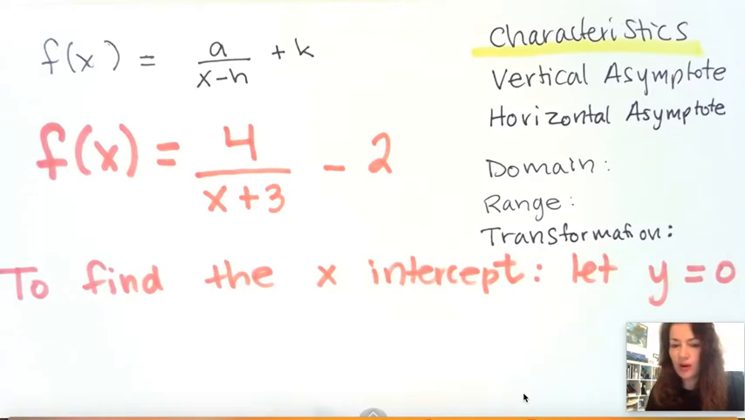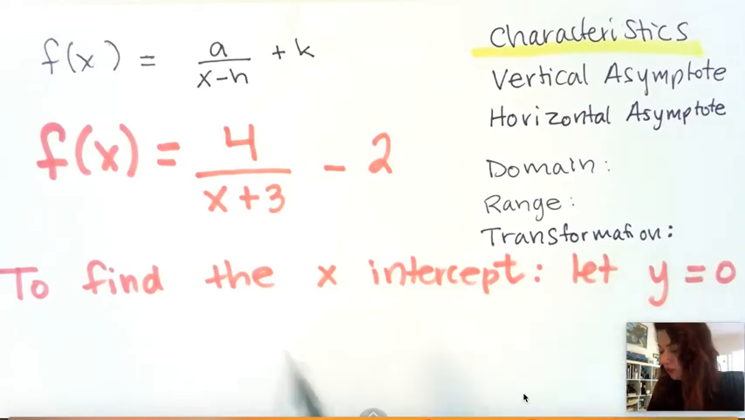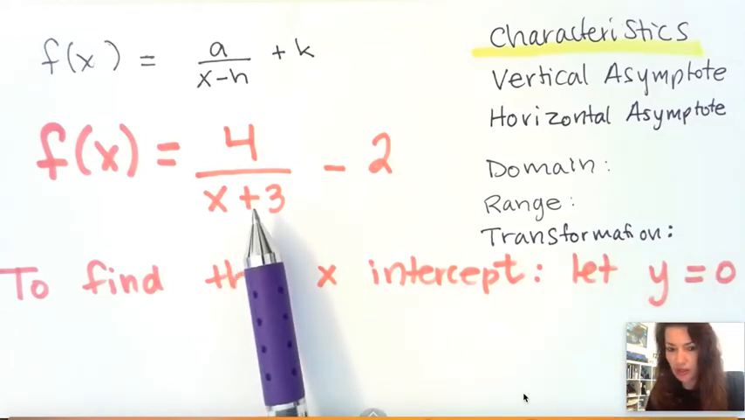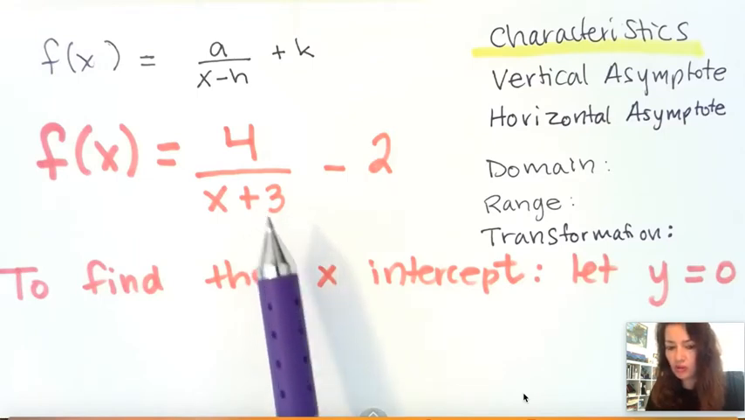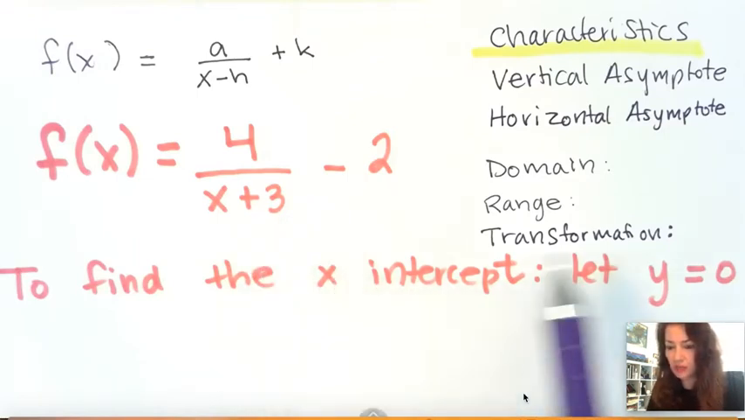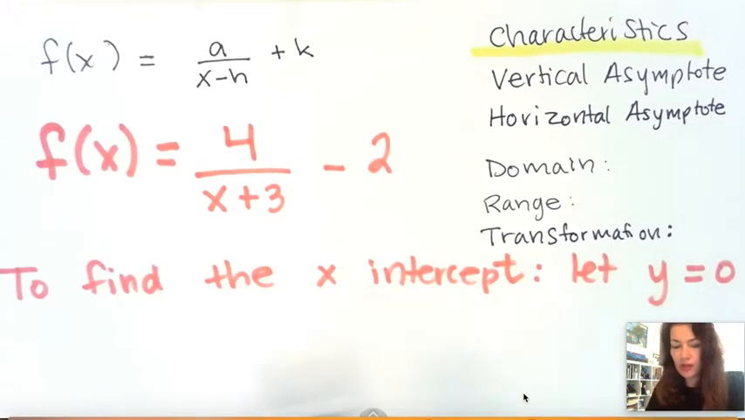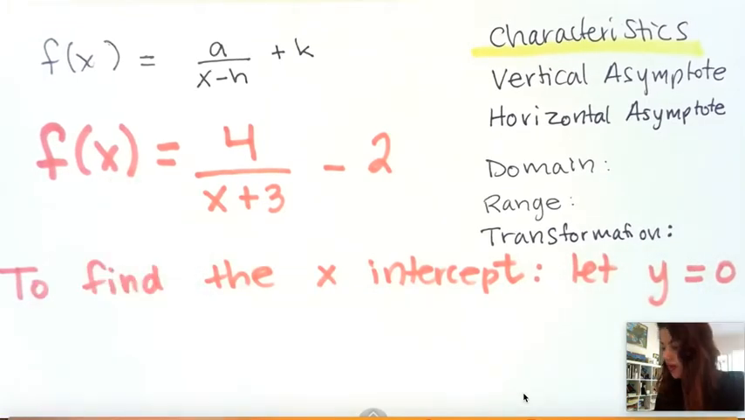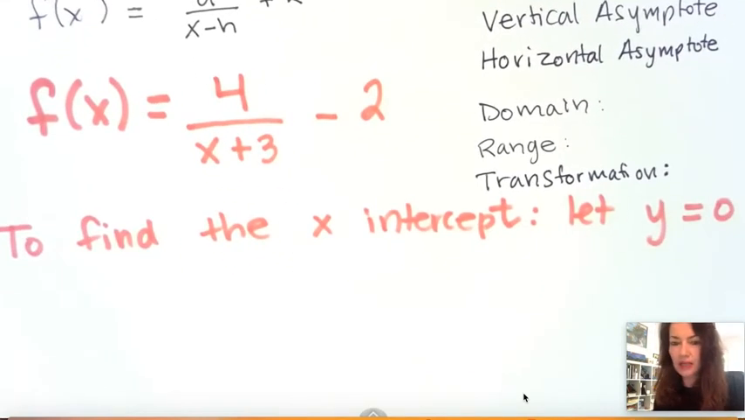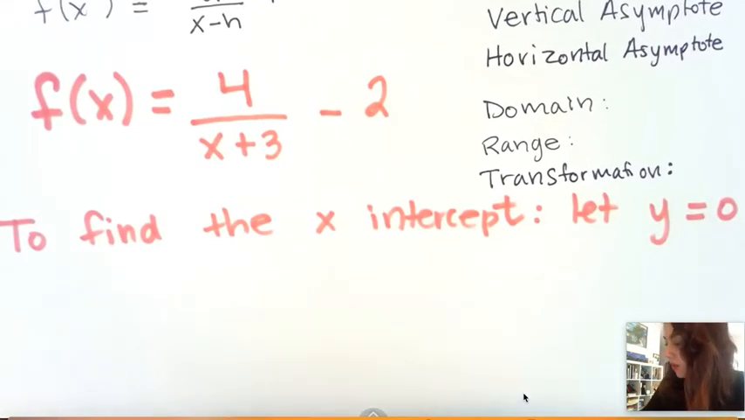So anytime we are asked for an x-intercept, that means that y has to equal 0. If we are given an equation, and we can do this for any equation, all we need to do to find the x-intercept is plug in 0 for y. Y is the same as f of x. So I'm going to go ahead and plug in 0 and see what we get for x.